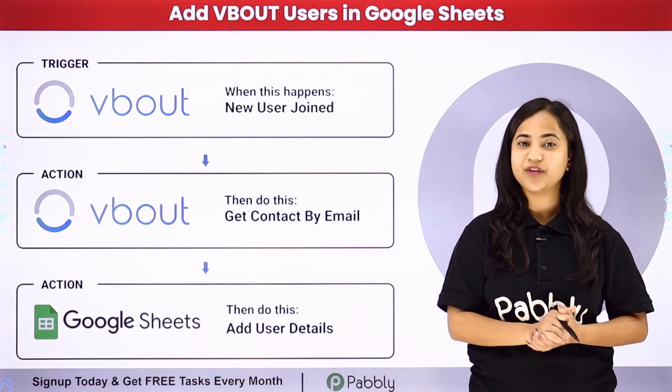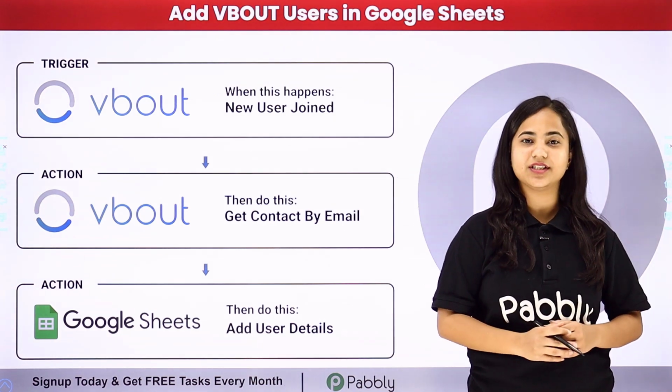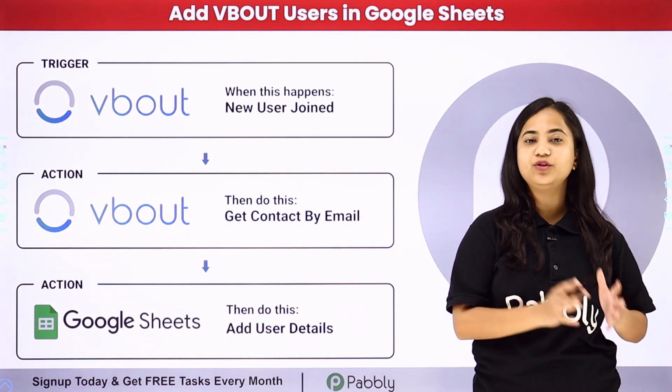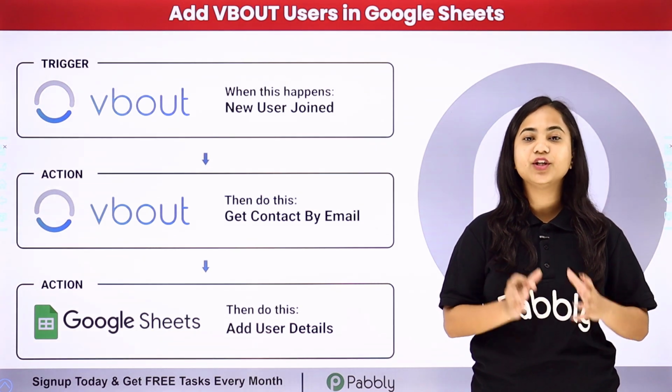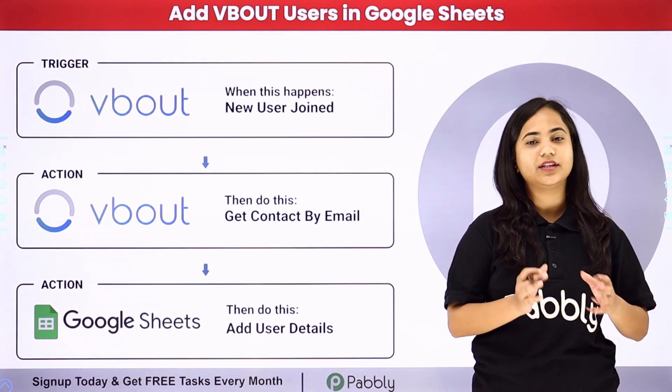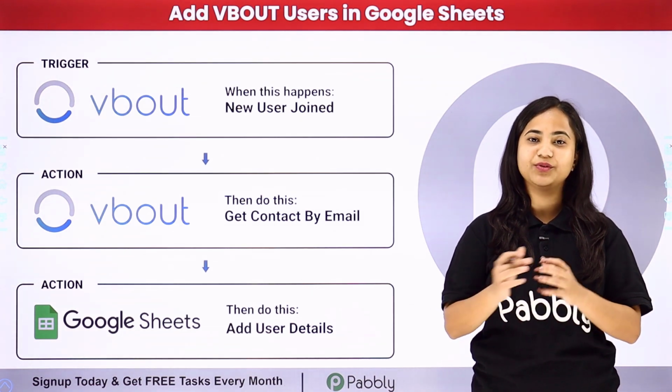Today in this video we are going to see how to add VBOUT users in Google Sheets. So I am using VBOUT to manage my leads, and here my objective is that whenever a new user joins VBOUT, then automatically the details of that user would be added in my Google Sheets.